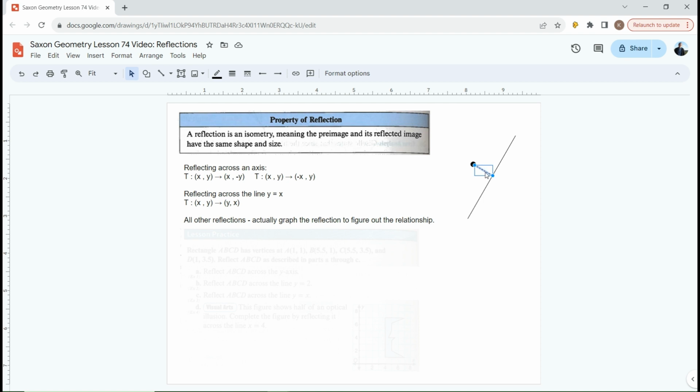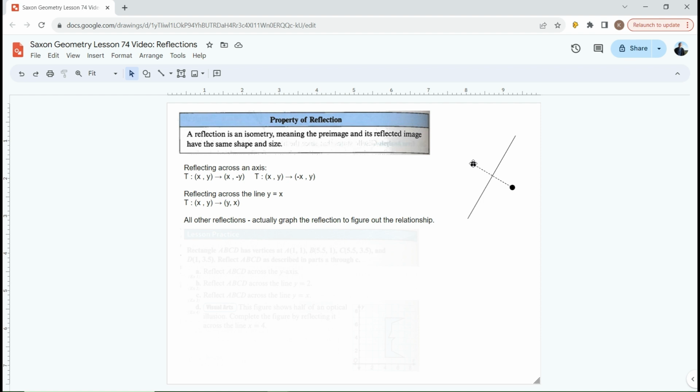Once you find this distance, all you need to do is go that same distance on the other side of the line. Okay, so you need to travel that same distance along the line on the other side, and then you can plot your image point that same distance away on the other side. And that is how you're going to do that.